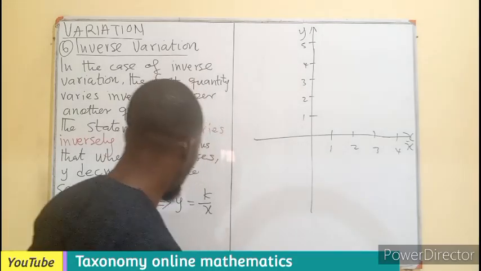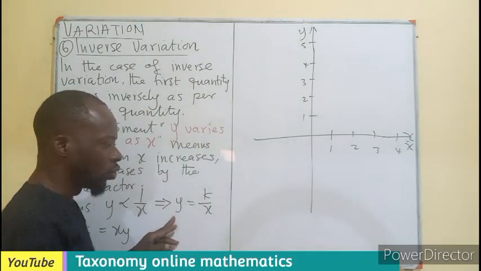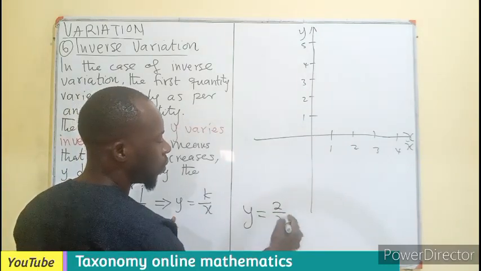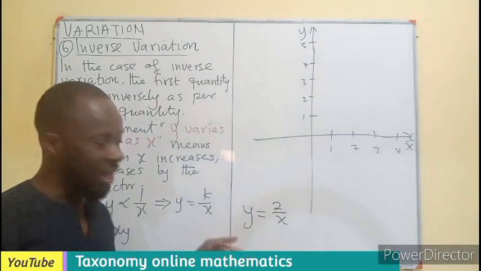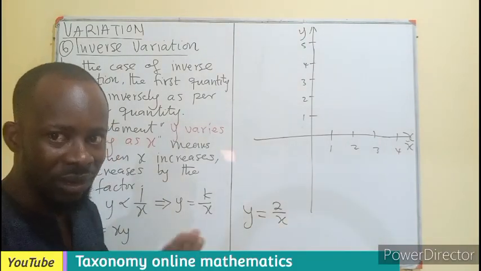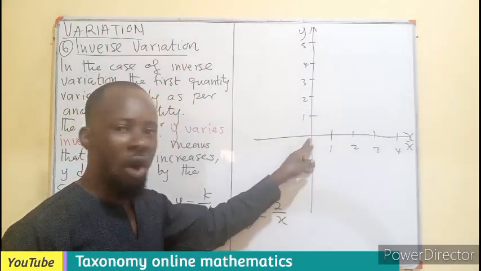Equal intervals. So if you are taking the relation to be y equals to, let's say, 2 over x, the 2 is the constant here. So we are going to be using this. We know in this case, your x can never be 0. So we are not going to have the origin.